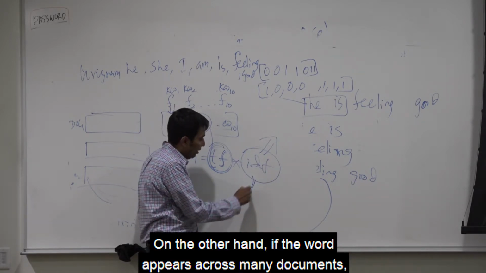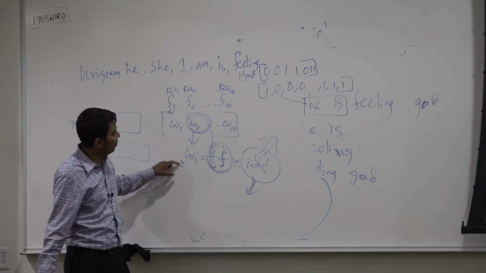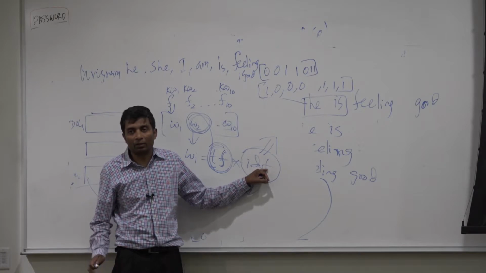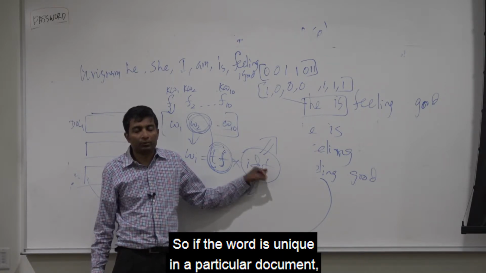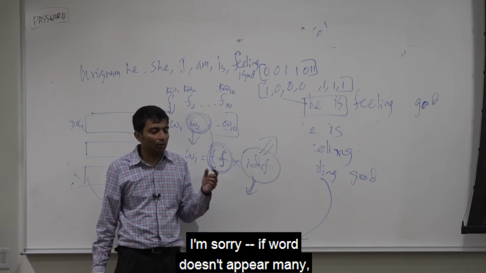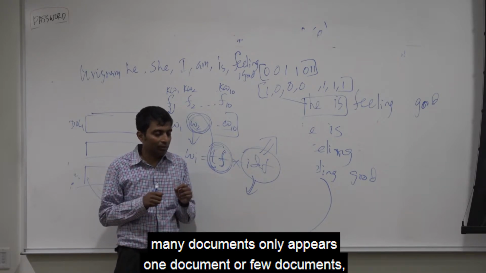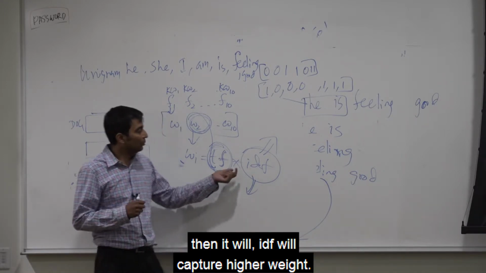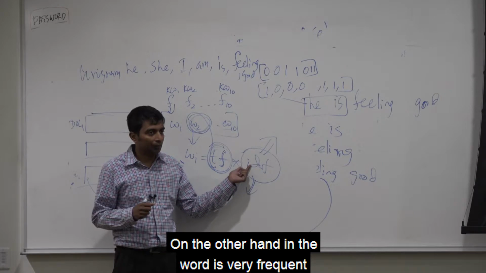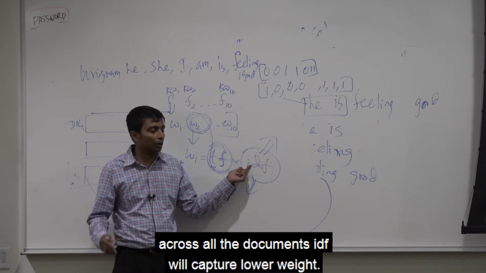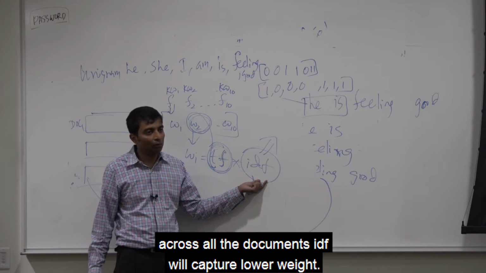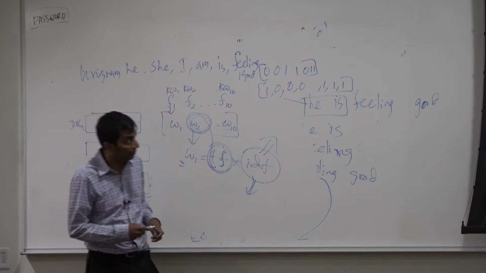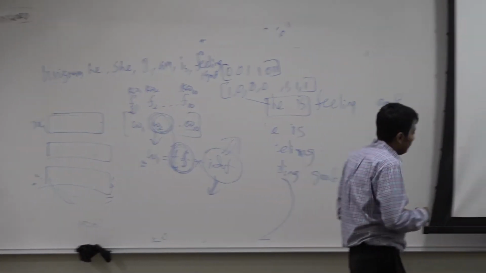On the other hand, if the word appears across many documents, then inverse document frequency will carry lower weight. That's the key point here. So if the word is unique in a particular document, if the word doesn't appear in many documents, only appears in one document or a few documents, then IDF will capture a higher weight. On the other hand, if the word is very frequent across all the documents, IDF will capture a lower weight. And the term frequency is usually the frequency count within that document, how many times it appears. So that way we calculate the weight.